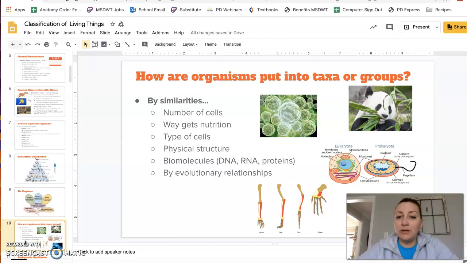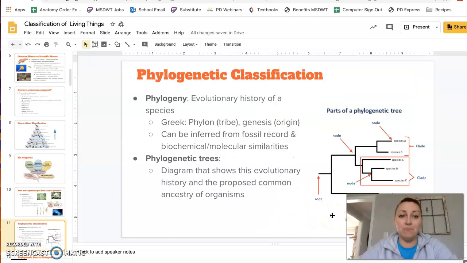And then how are they put into their groups? Based on the number of cells, how they get nutrition. Do they make their own food? Are they autotrophic or are they heterotrophic? Type of cells, physical structure. When we looked at homologous structures, looking at their DNA, any of that can be how we group them together.